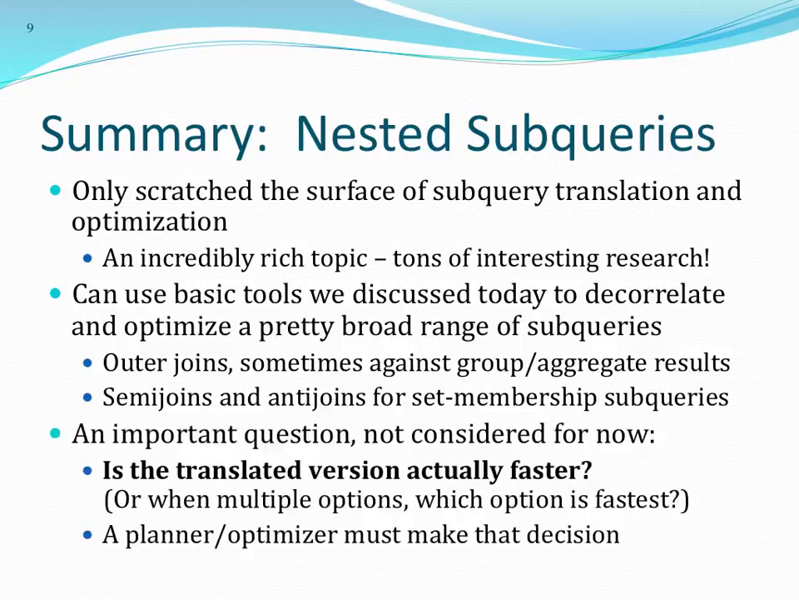But there is another question that we need to think about, which is how do we know that our decorrelated version is actually better? Or if we have multiple options for decorrelation, how do we know which one is actually better? We will start talking about that hopefully in about 2 lectures when we start talking about plan costing. How do we actually estimate the cost of an execution plan so that if we have 2 or 3 to choose from, we can choose the one that's actually best? Okay? Any questions about nested subqueries before we move on? We're ready to move on.